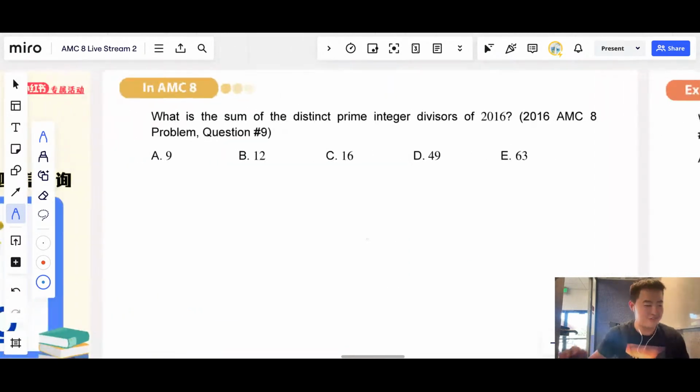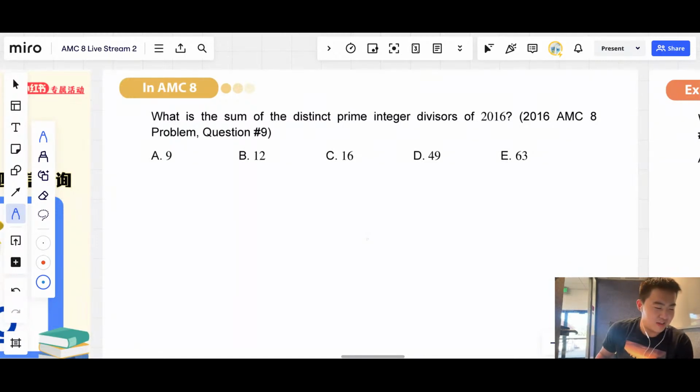Let's get back to the problem-solving part of the live stream. Good. So for the next problem, including this one, we have 4 more to go for today's session. Okay. So what is the sum of the distinct prime integer divisors of 2016?